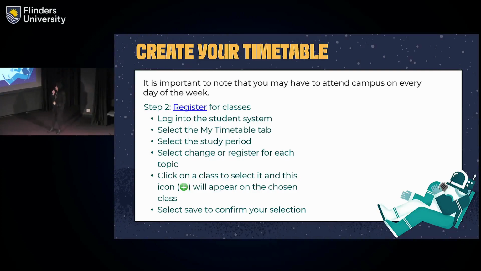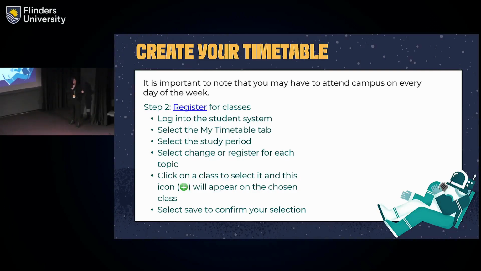Select change or register for each topic. So change is where you've got an option topic and then you can register in your classes. Click on a class and select it, and that plus icon will appear on the chosen class. So on a timetable, you might see that one topic, one of your subjects, has several classes available.